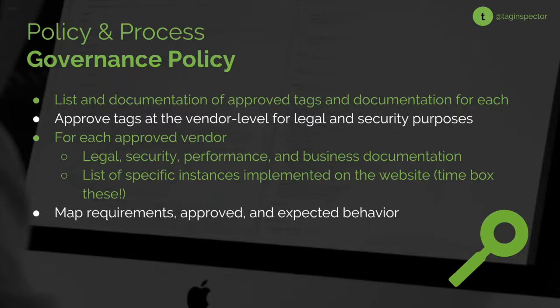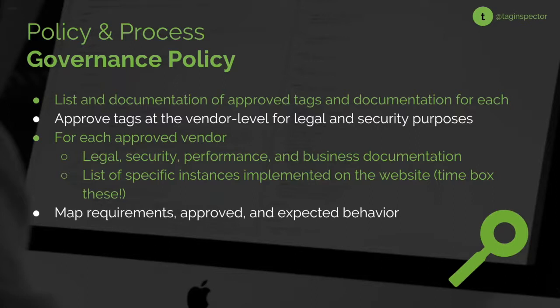Now, a lot of those different parts, and we talked a lot about documentation and standards there, all of that goes into the policy. So a good tag governance policy is going to be a list of platforms, as well as documentation for those platforms of approved tags, and then the documentation for each. So we need to know from a legal compliance, security, performance perspective, all those that have been vetted, what are the approved platforms? Now, I want to approve tags at the vendor level for those legal and security purposes, especially when you start talking about advertising tags, as well as analytics tags.